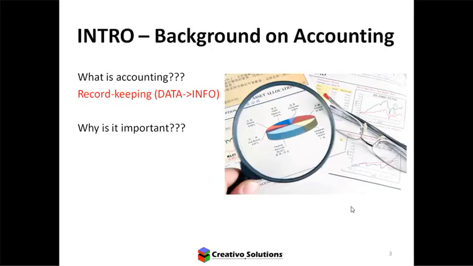If you think about accounting in terms of data and information, why is it important? Well, it's important because of decision making. We need accounting in order to make good decisions. We won't know how the company is operating. We won't know how good a financial position we're in. So we need accounting, we need the data, we need the information, and with both of those, we'll be able to make good decisions.